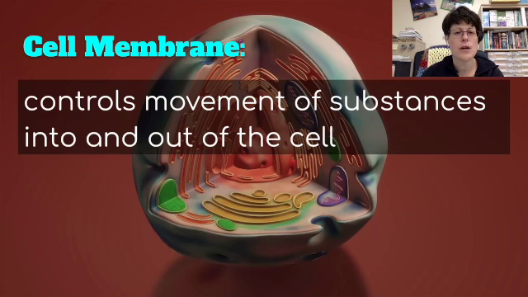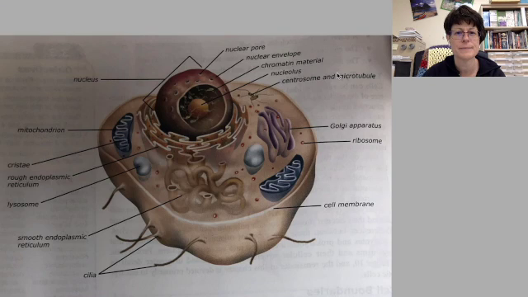Now, let's first talk about the cell membrane because this controls the movement of substances in and out of the cell. It also acts as the boundary between the cell and its environment. So it's on the very outside. And this is the picture from your book. So the cell membrane is on the outside, separating the cell from its environment. And this is a picture of an animal cell.